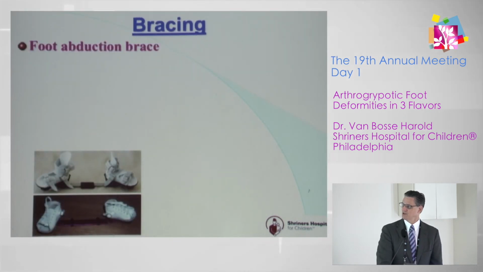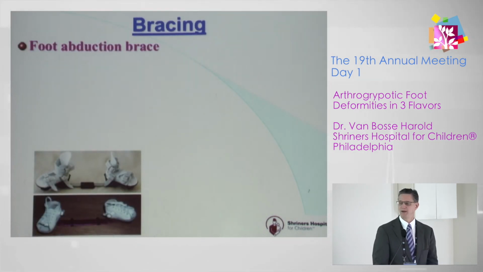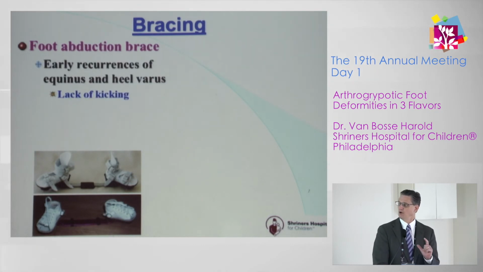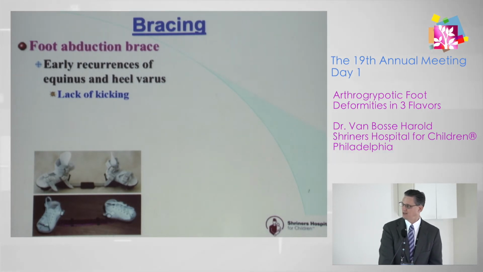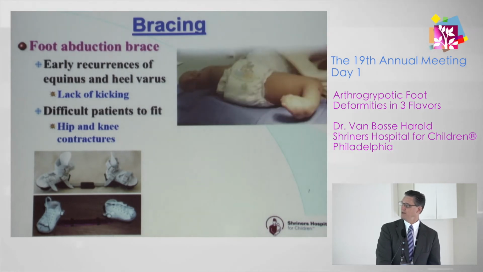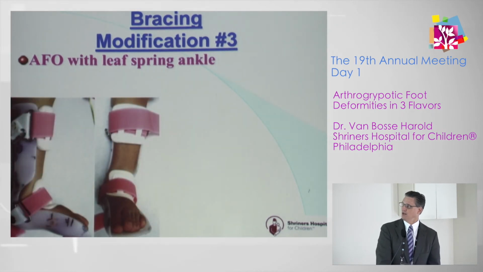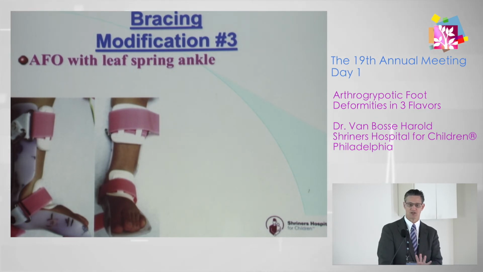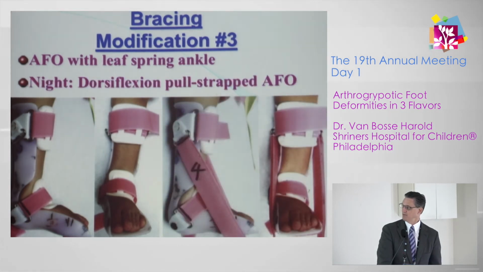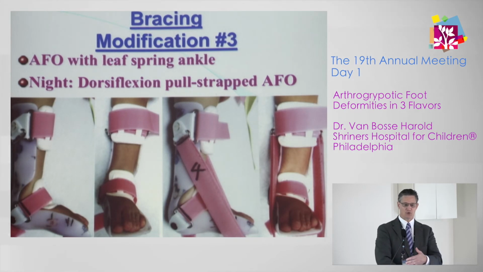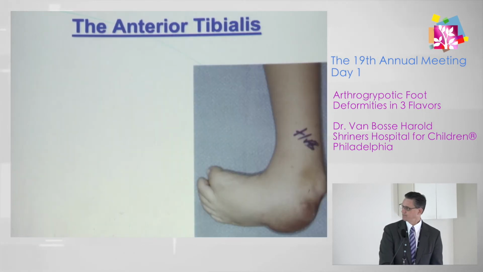So about bracing, this is the typical brace that we all know that we use for idiopathic clubfeet, but it doesn't work for arthrogrypotics by and large, and that probably has to do with the fact that arthrogrypotic kiddos are not kicking like idiopathic kids are. And also, when you have the hip and knee contractures, it's hard to fit this kind of brace on them. So early on, we started using what I call a dual-purpose AFO. It's an AFO with a leaf spring that uses a solid AFO during the day. And at nighttime, we put these dorsiflexion straps on to try to dorsiflex the foot and to evert it. So the lateral side is tighter than the medial side to evert the foot.